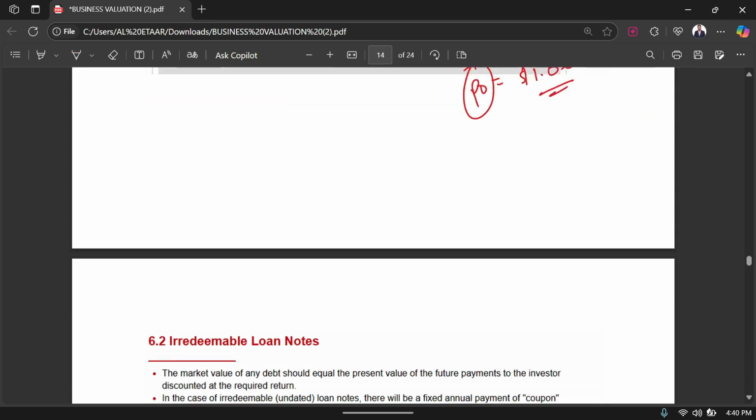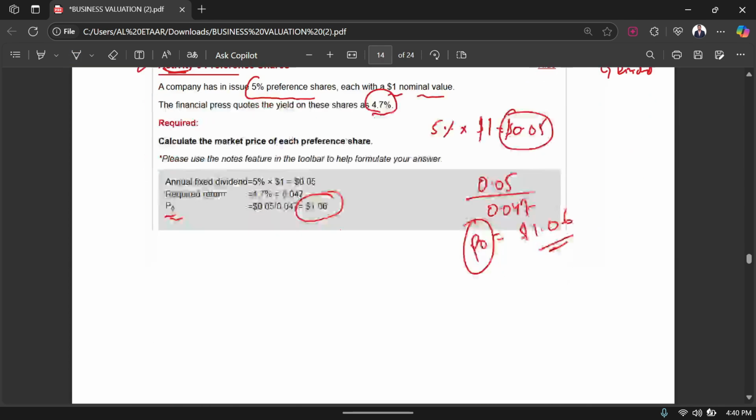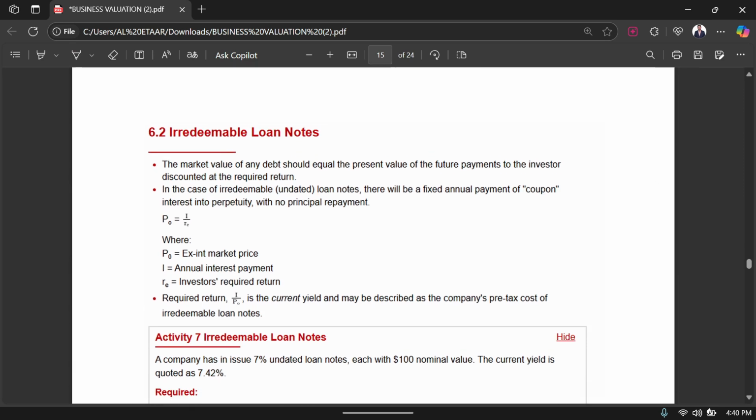Okay, so with this our preference share is also completed. Now we are going to look at the irredeemable loan notes. Now we have entered the area of loan notes. First of all, clear your mind that now we are not talking about the shares. We are talking about the loan notes, and loan notes can be irredeemable and they can be redeemable also.